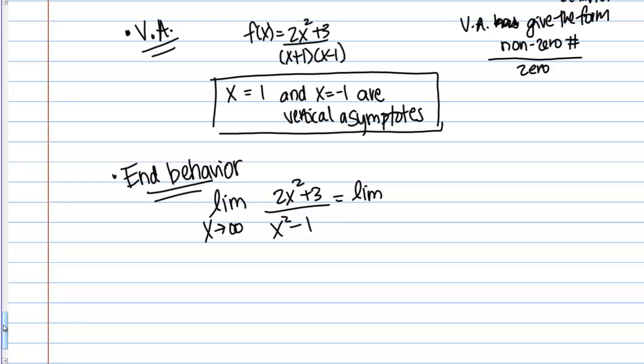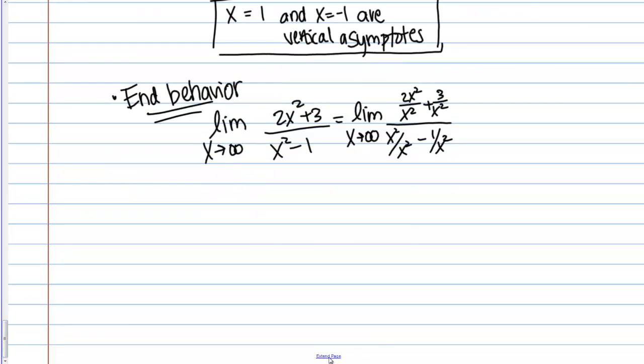So if you recall, that method is to divide all the terms by basically the x with the highest degree in the denominator. In this case, the highest power term in the denominator is x squared. So I'm going to divide every term by x squared. That's going to look like this: 2x squared over x squared plus 3 over x squared, over x squared over x squared minus 1 over x squared. Okay, so you do that, and then you make any simplifications. In this case, the top becomes 2 plus 3 over x squared, and in the bottom, 1 minus 1 over x squared.